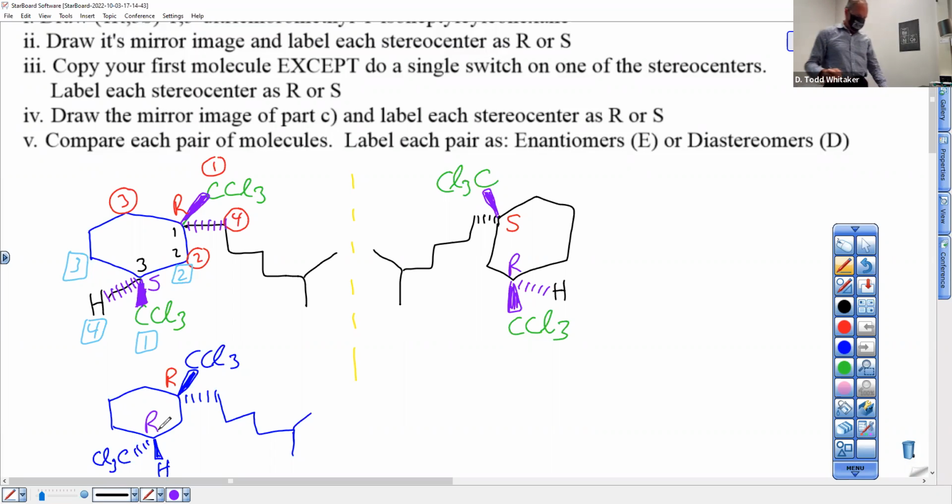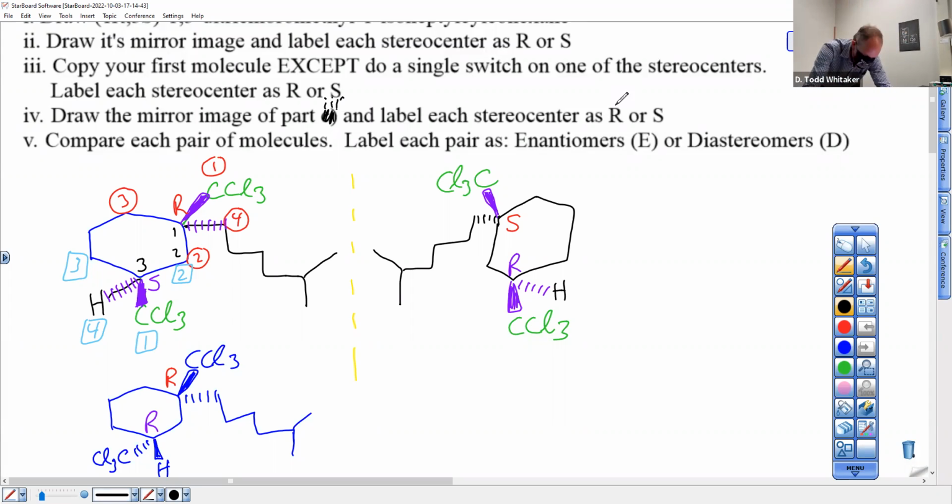And I labeled the stereo centers. I copied my first molecule with a single switch. Now I'm going to draw the mirror image of part C. That would be part I. And label each stereo center as R or S.